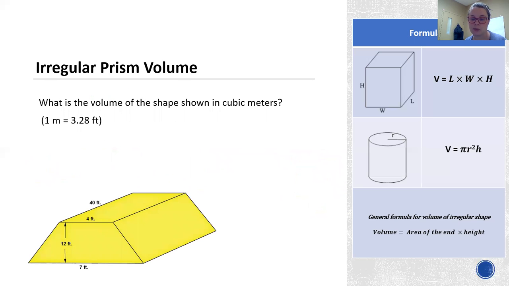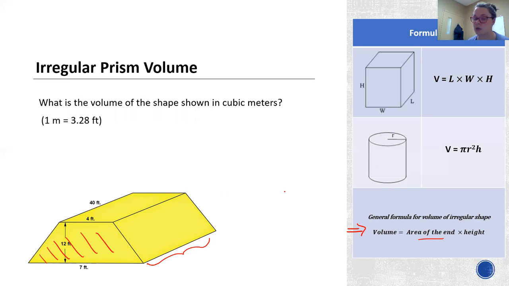All right, we're going to look at a couple irregular prisms that I'm not giving you the formulas for, and we're going to have to move into this general formula area. So what's the volume of the shape shown in cubic meters, and you're given a linear conversion. So the general formula, it just doesn't fit a rectangle, it doesn't fit a cylinder, so we're going to look at irregular shape: area of the end times height. So area of this particular end times the height, or in this case, our length, okay?